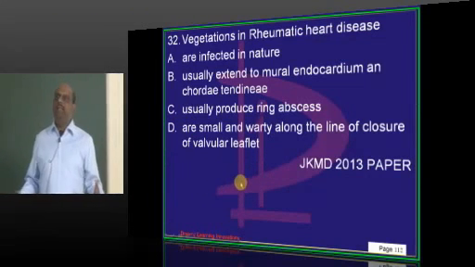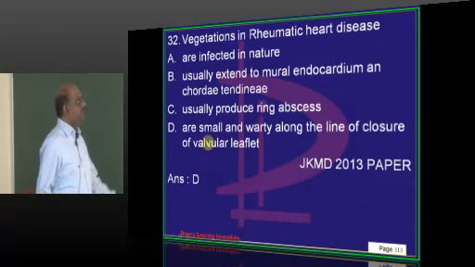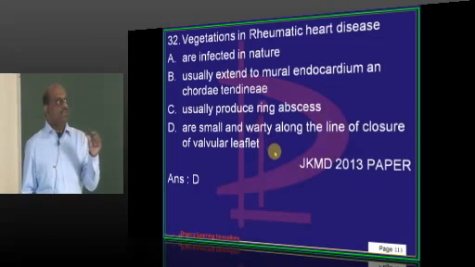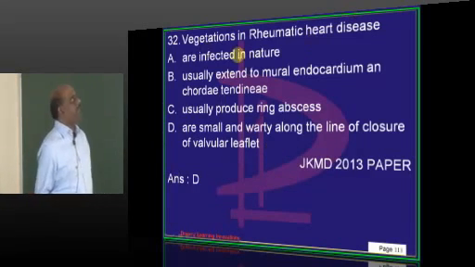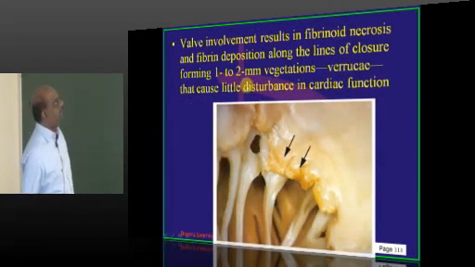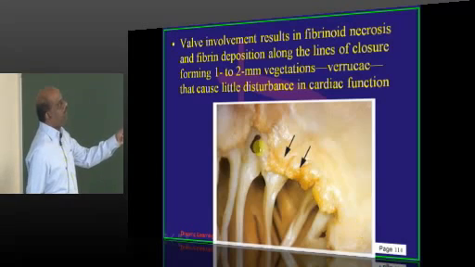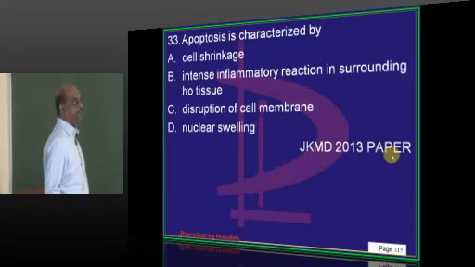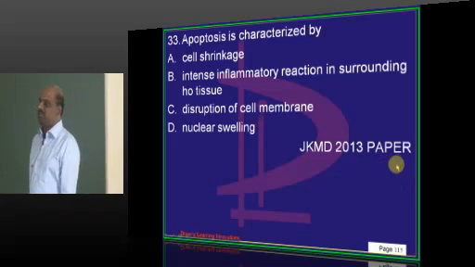What is the special nature of the vegetations in rheumatic heart disease? Typically they are small warty vegetations along the lines of closure of the valvular leaflet, which is a typical description of the vegetation of rheumatic heart disease. As you can see here, the valve involvement with fibrinoid necrosis and the fibrin deposition is what needs to be remembered.